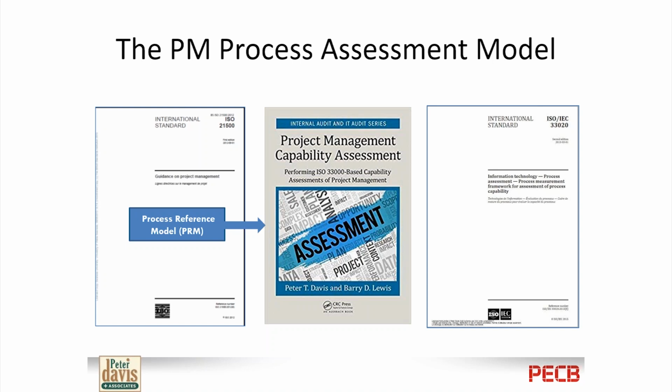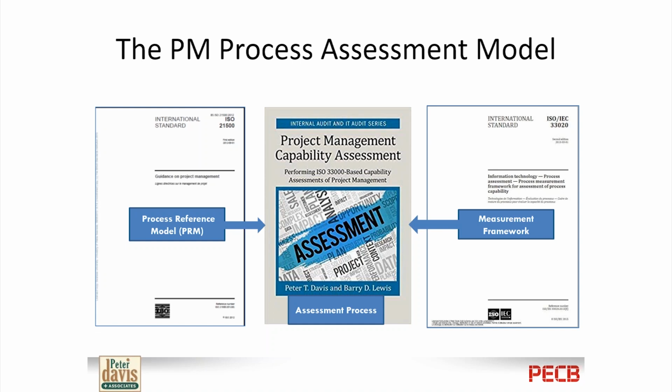As well, we need our capability dimension, and you can see that 33020 on the right-hand side says process measurement framework for assessment of process capability. So this becomes our measurement framework. So now we have a process reference model, we have a measurement framework, and the only other thing we need in the book in the middle is an assessment process itself. So you'll find that in there.